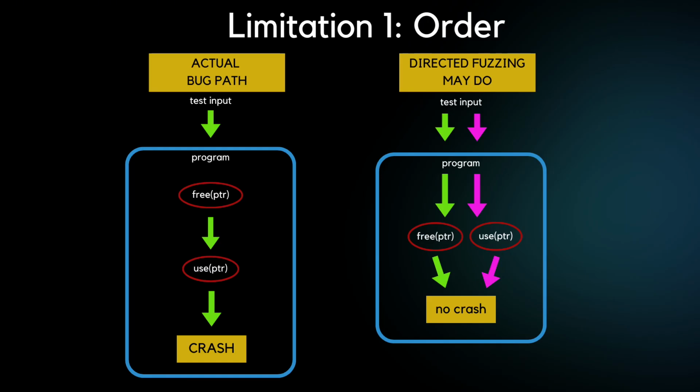Directed fuzzing may successfully reach both lines of code, but it does not necessarily ensure that they occur in the correct sequence. As a result, the crash may never be triggered. This shows that simply reaching a target location in the code is not enough. We must also consider the program execution path leading to that location.